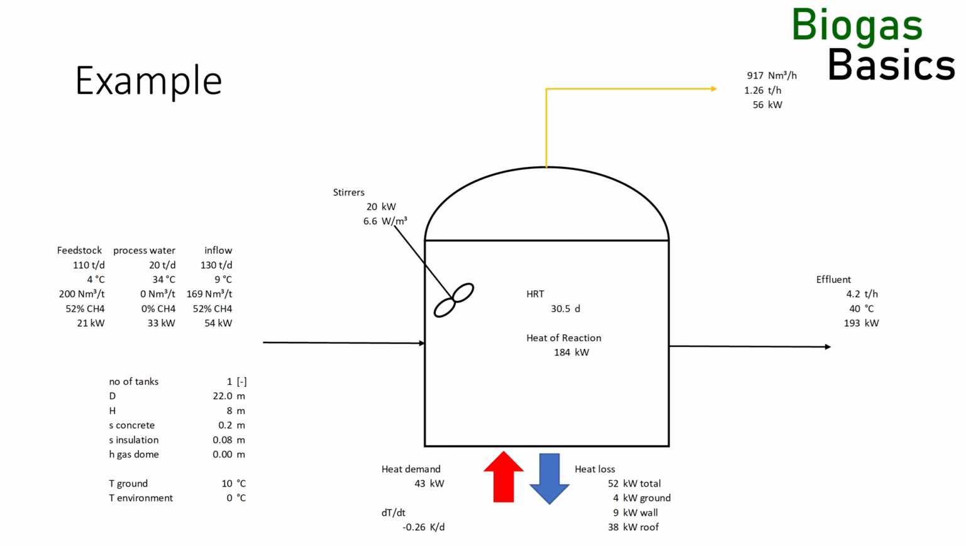We can tally up the heat balance. The heat demand of the digester is 43 kilowatts. This amount of heat is required to keep the digester temperature unchanged. Without heating, the digester will lose 0.26 degrees Celsius per day.